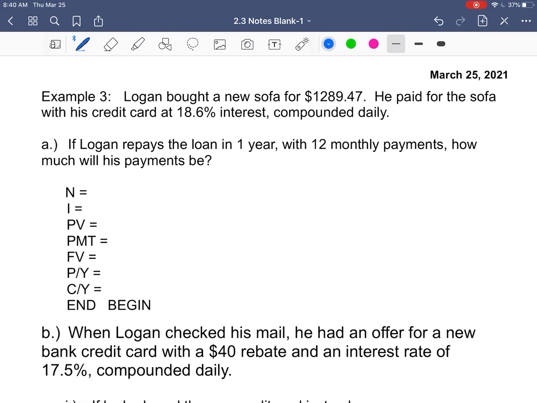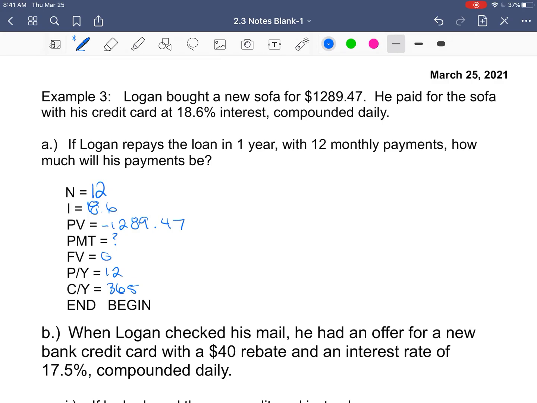Okay, so Logan bought a new sofa for $1,289.47. He paid for the sofa with his credit card at 18.6% interest, compounded daily. If Logan repays the loan in 1 year with 12 monthly payments, how much will his payments be? Okay, so he is going to do 12 monthly payments. He's got an interest rate of 18.6. Presently, he owes $1,289.47. We don't know what the payments are. He's going to pay it off, and he's got monthly payments compounded daily.